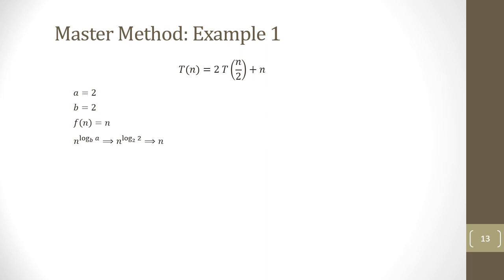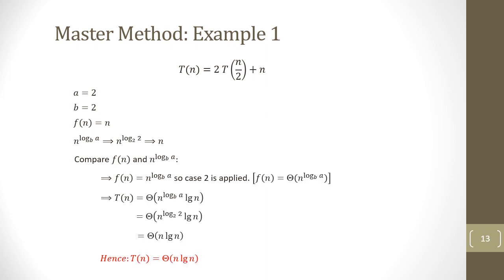Now in the next step we will compare f of n with n to the power of log base b of a. In this example, both of them are the same, and the power of n is the same, so case 2 will be applied. Hence, T of n is theta of n log n.